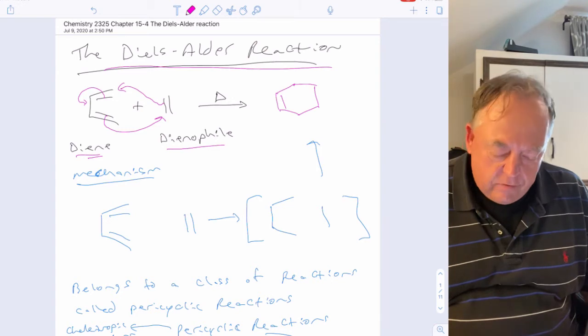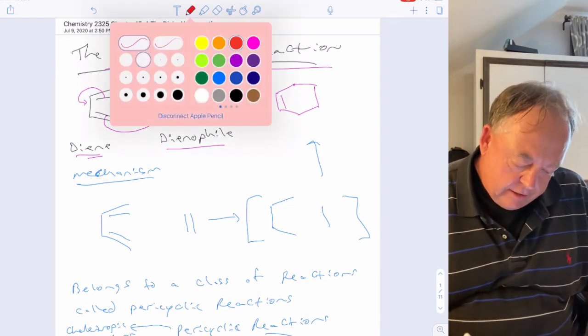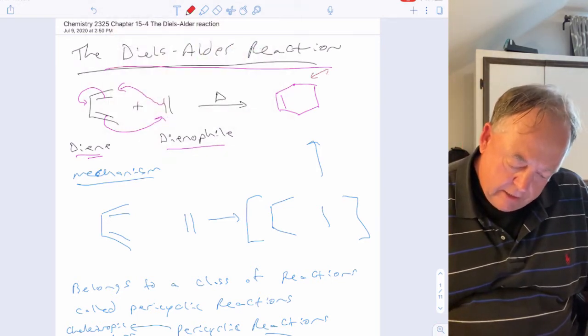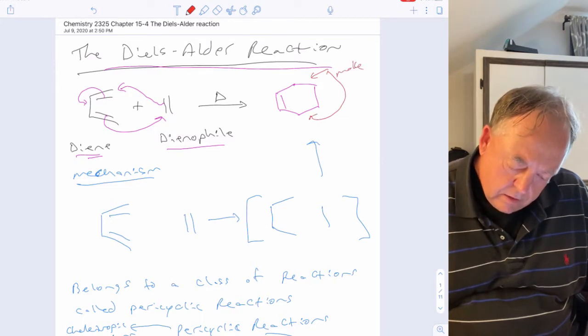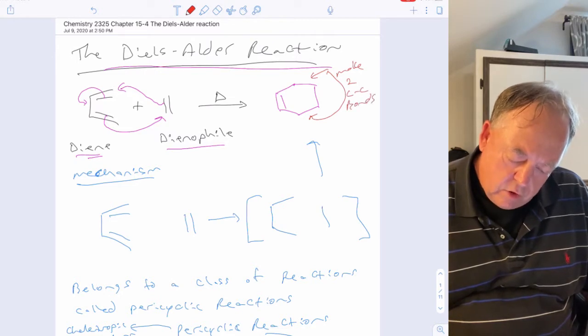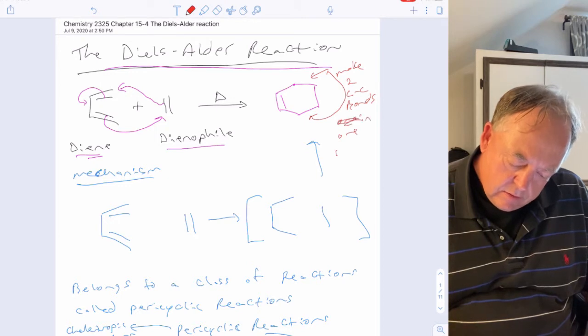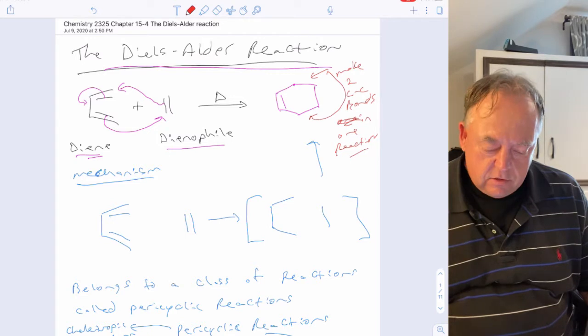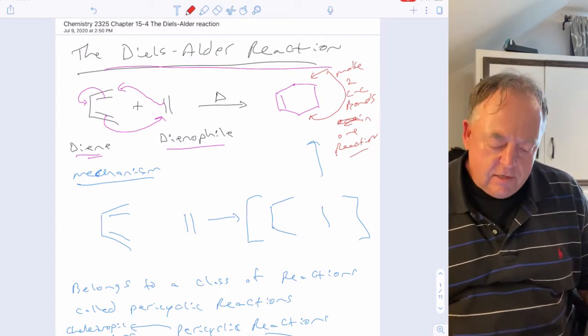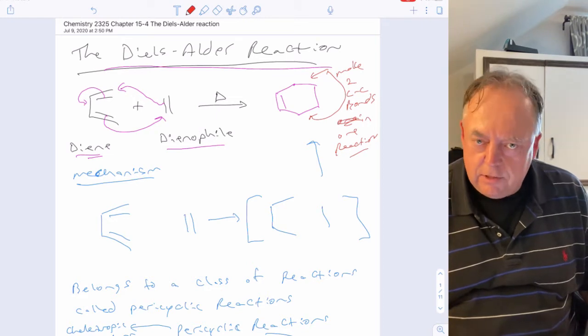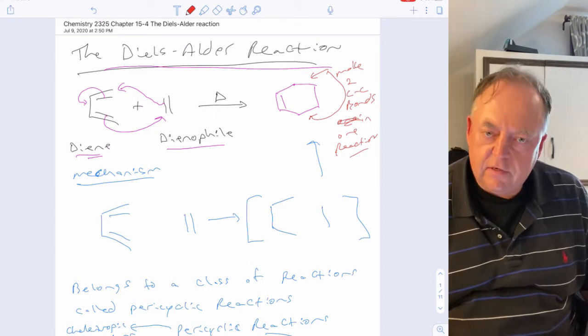Is this a significant reaction in organic chemistry? The answer is yes, it is, because you make two carbon-carbon bonds in one reaction. Anytime you can make a carbon-carbon bond in organic chemistry, that's a significant reaction. And if you can make two carbon-carbon bonds in one reaction, then that's really a significant reaction.